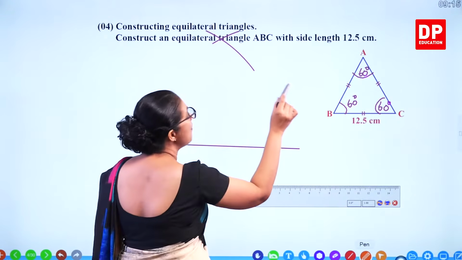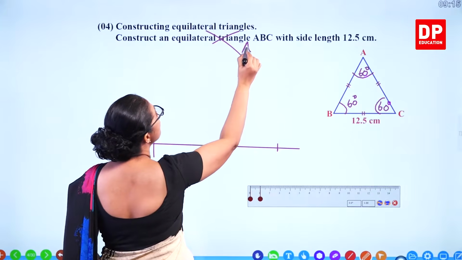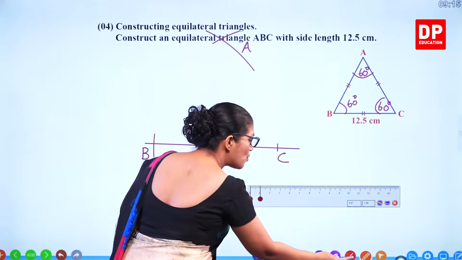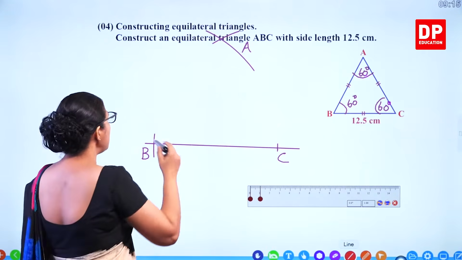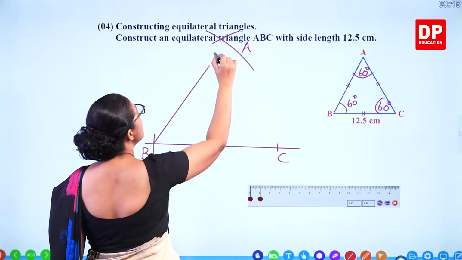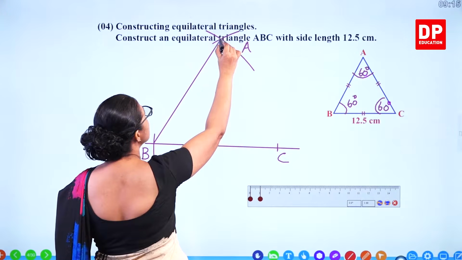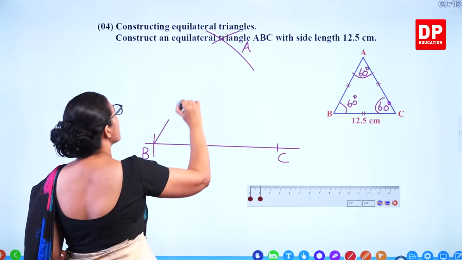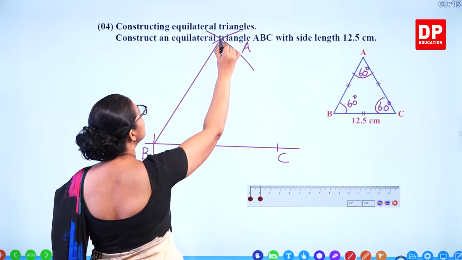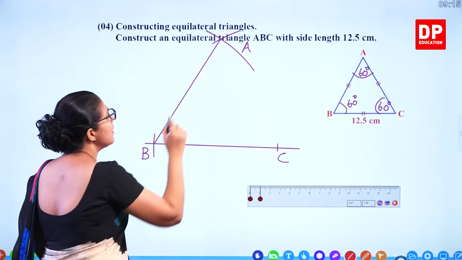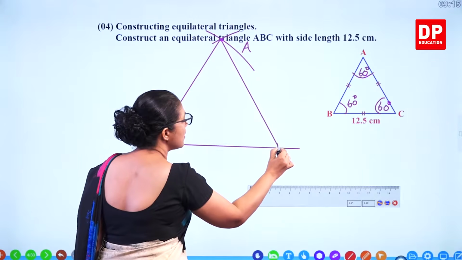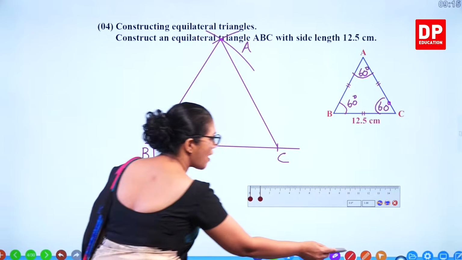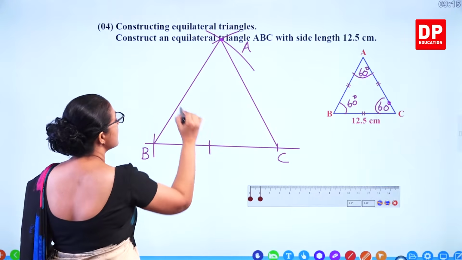So we can label this point A, this point B, and this point C. Now take the ruler and connect all 3 points. So that's the equilateral triangle. Now connect all the points here to here, here to here. So this is an equilateral triangle with side length 12.5.